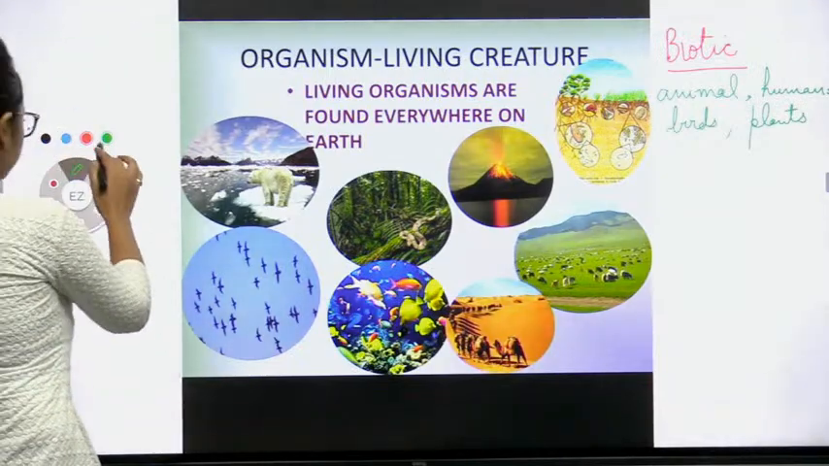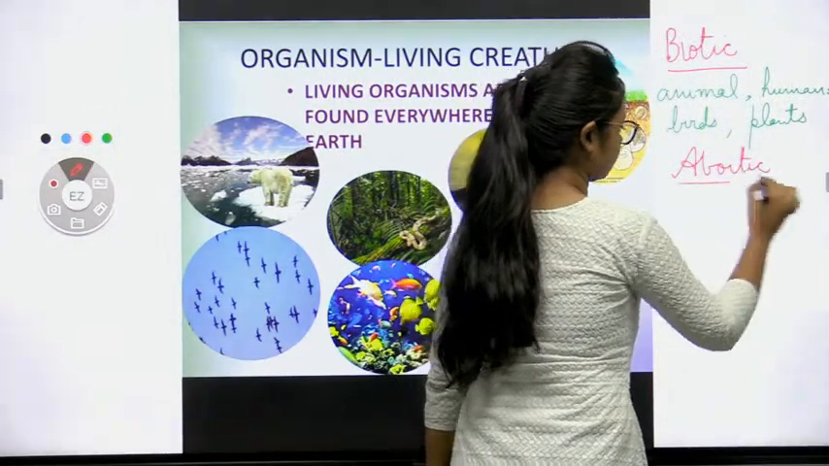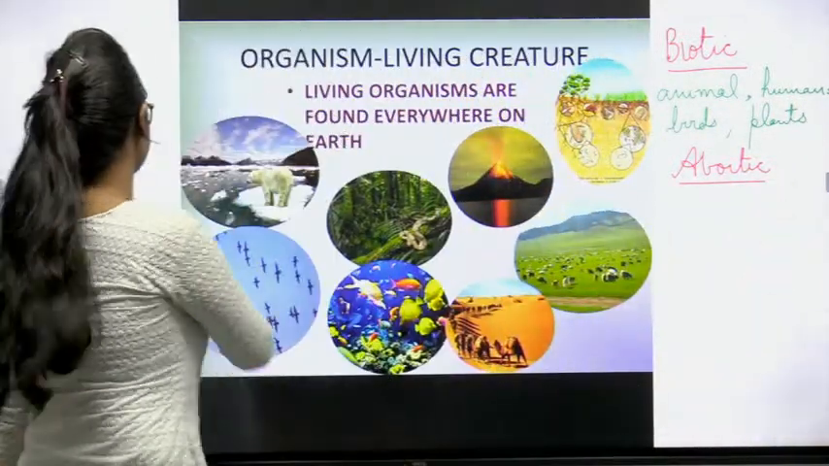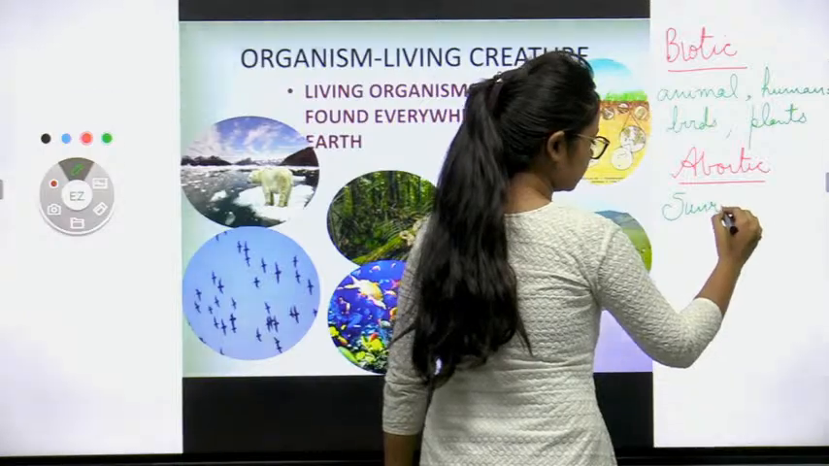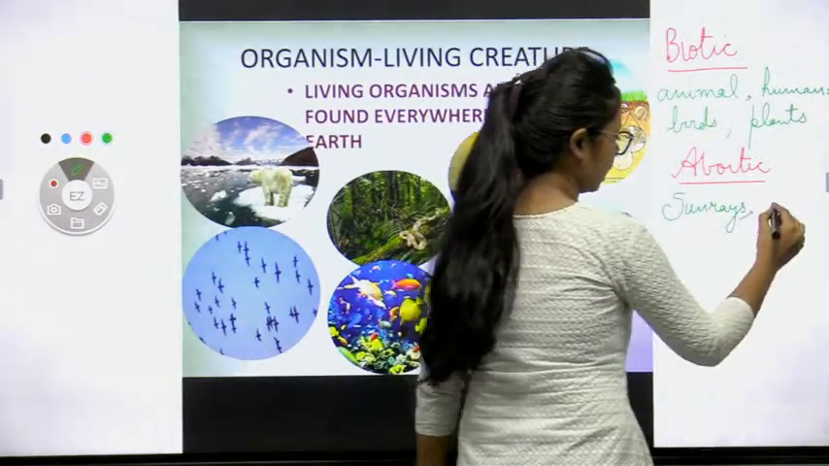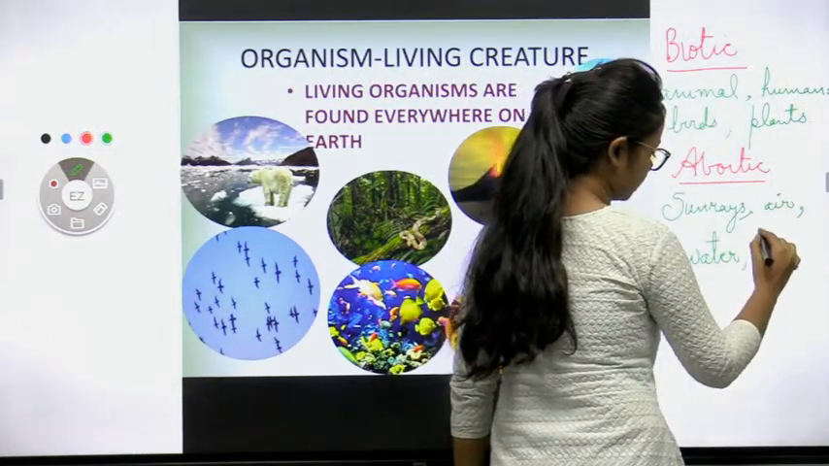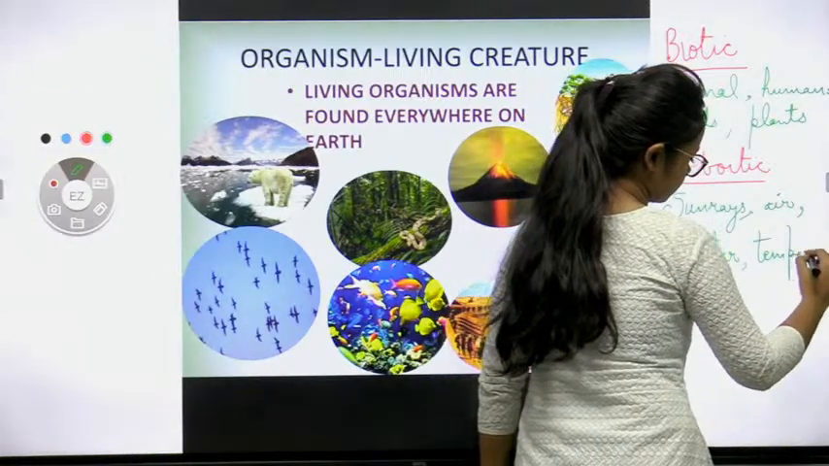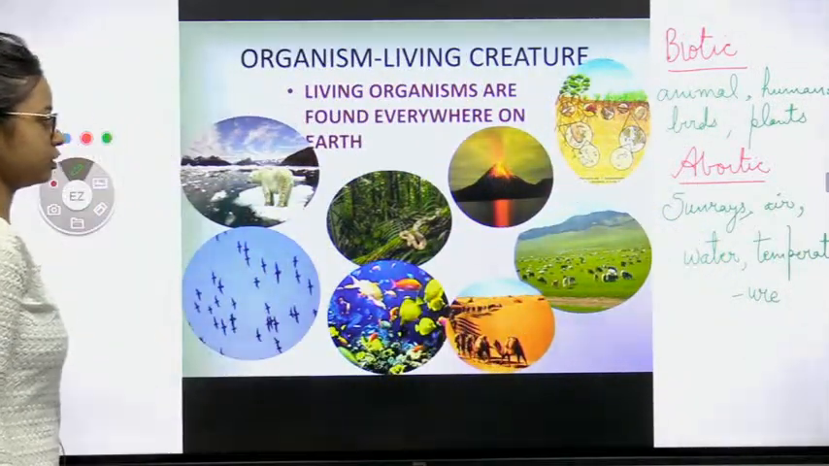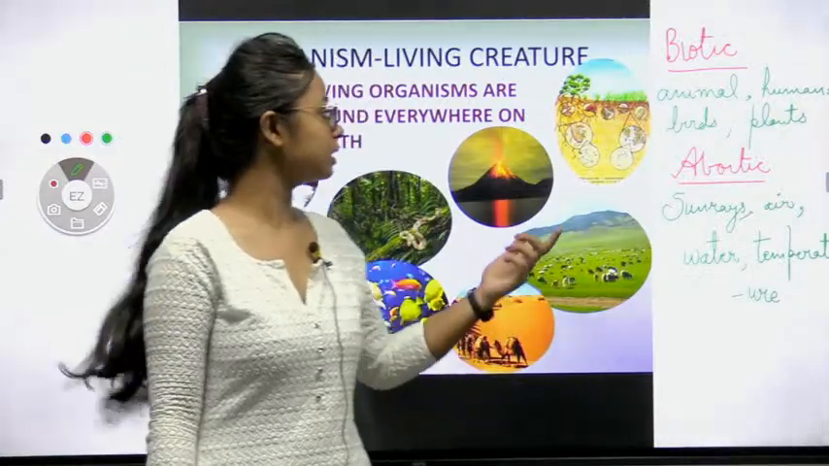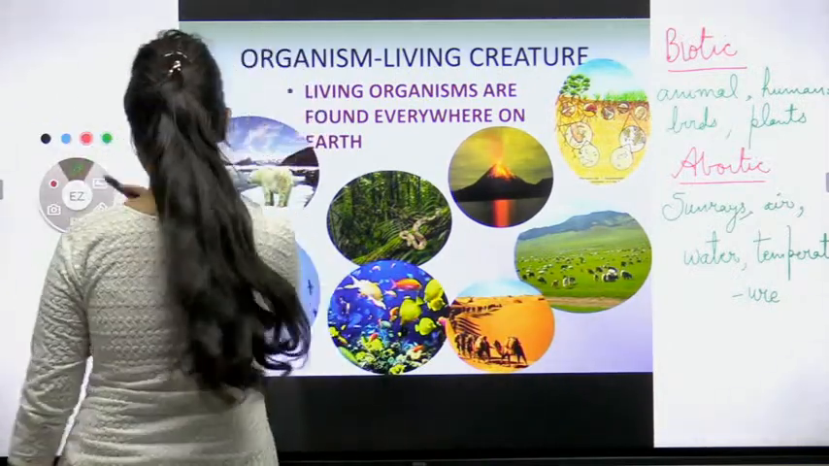Okay, and what do you mean by abiotic components? Abiotic components are, for example, things that affect our life. I told you, sun rays, you mean sunlight, air, water, temperature. They are abiotic components. So biotic components are the living organisms, and abiotic components are the non-living things, but they all affect our life, right?